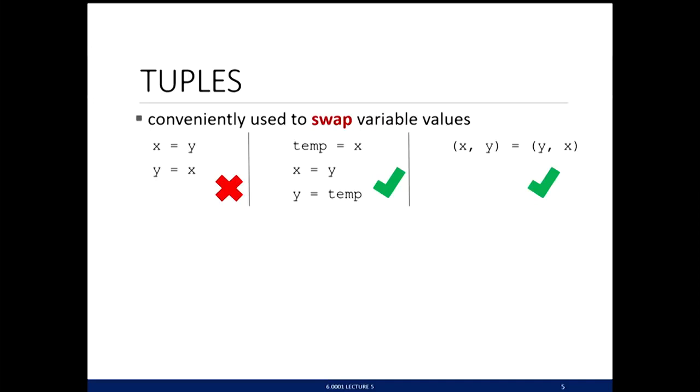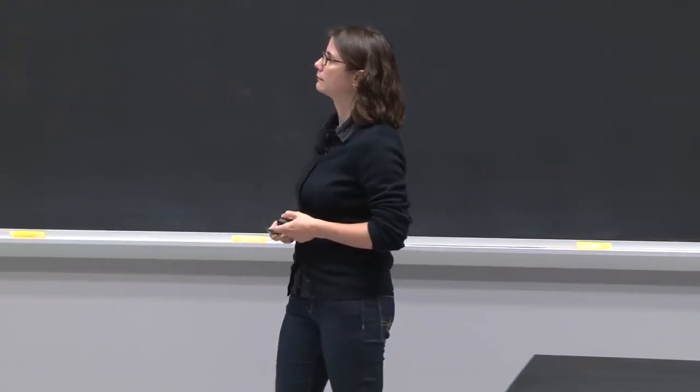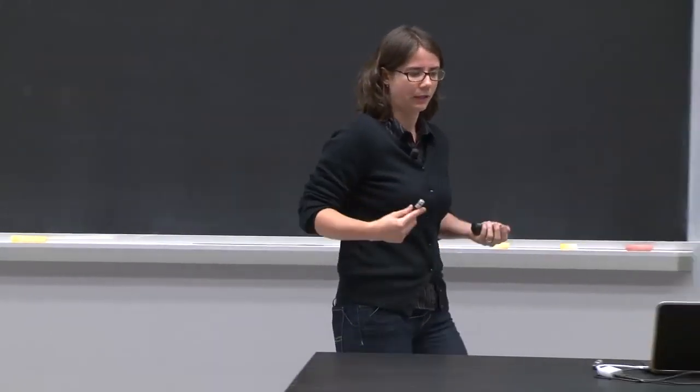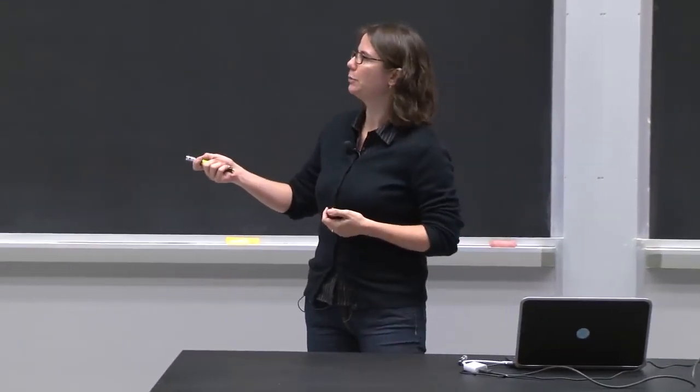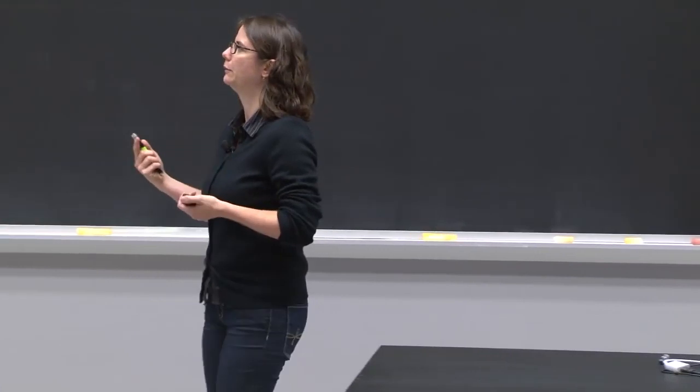So you say x comma y is equal to y comma x, and Python goes in and says, what's the value of y, and assigns it to x, and then what's the value of x, and assigns it to y. Okay. Extending on that, we can actually use tuples to return more than one value from a function.